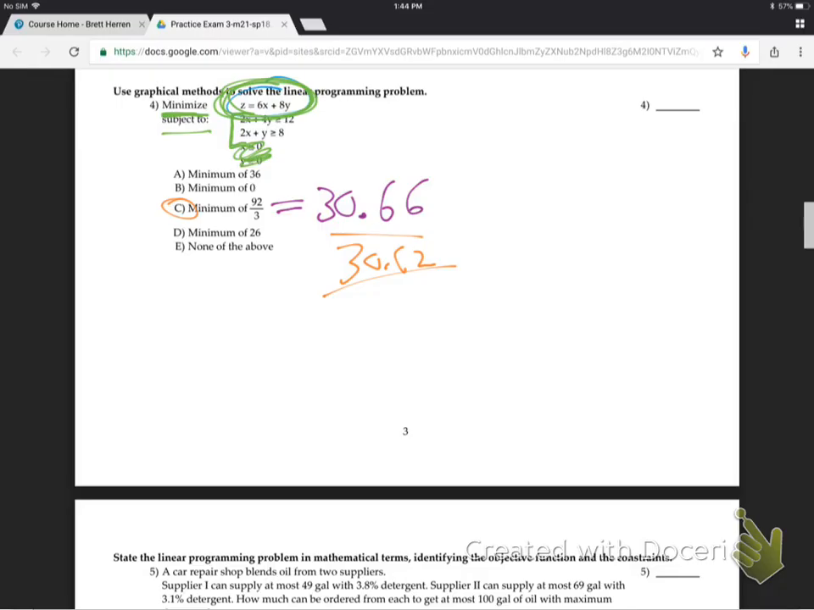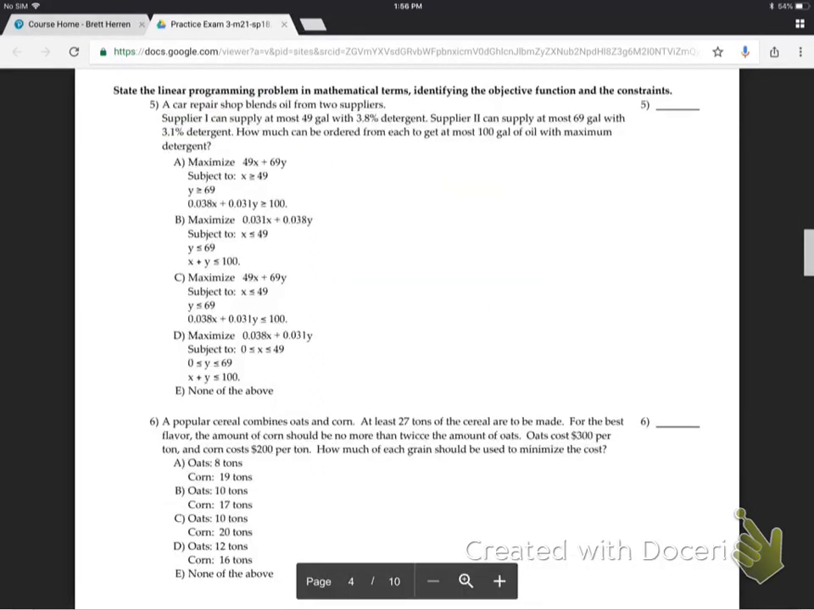Right? Now, if it was way off, if our answer was 30.62 and this came out to be 57.9 or something, then don't grab it. Then we'd grab none of the above. You with me? That is the exact answer if you work out the fractions. They're exactly right. Ours is rounded. All right.